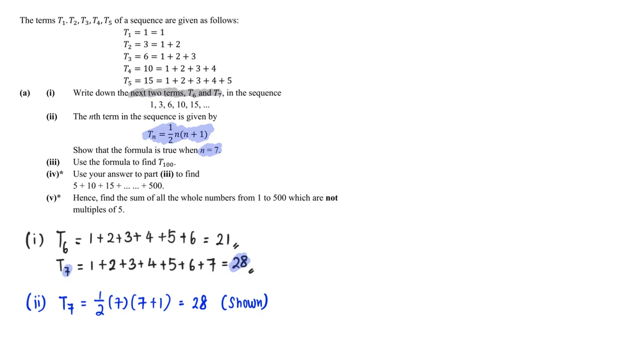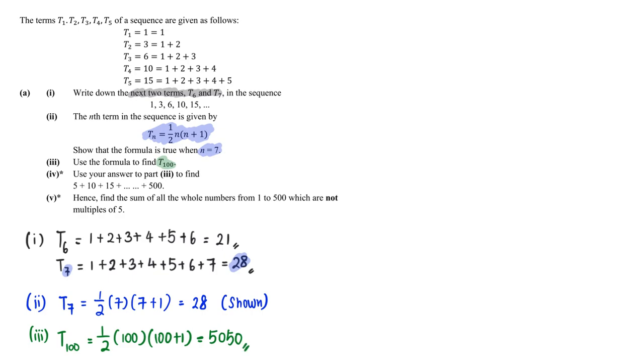Part 3. All we have to do is to use the formula to find T100. Okay, so part 3 is pretty straightforward. T100 is therefore substituting n as 100 to give us a value of 5050.